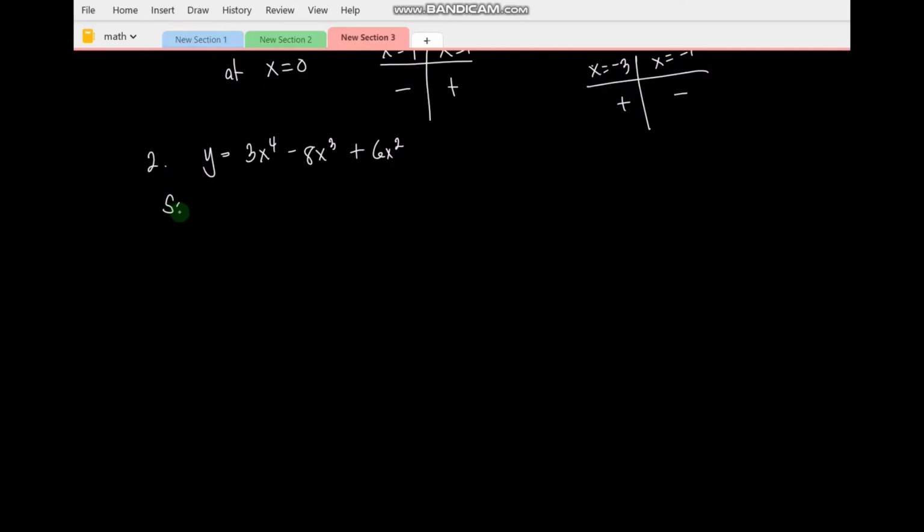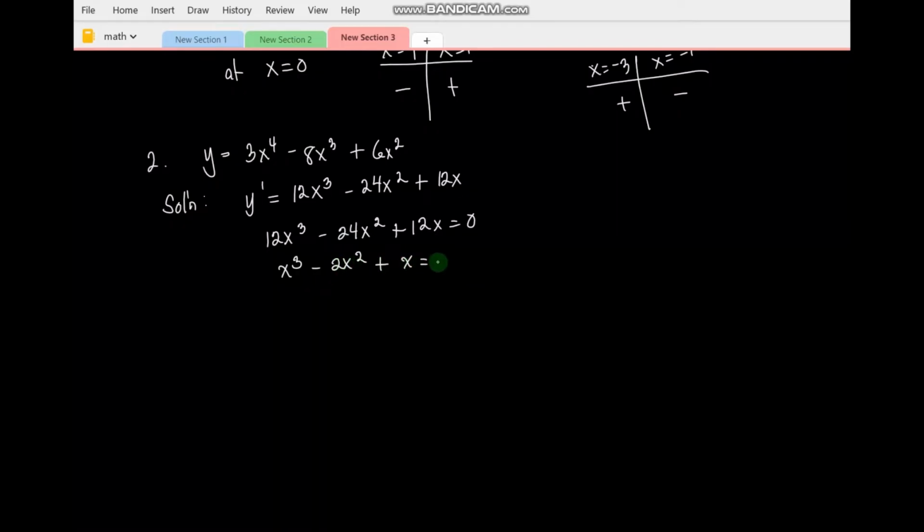Now what we are going to do here first is just get the derivative. Y prime is equal to 3 times 4, 12x cubed, minus 8 times 3, 24x squared, plus 12x. Then set this equal to 0. So 12x cubed minus 24x squared plus 12x equals 0. We can divide all of this by 12. Simplify, we have x cubed minus 2x squared plus x equals 0.